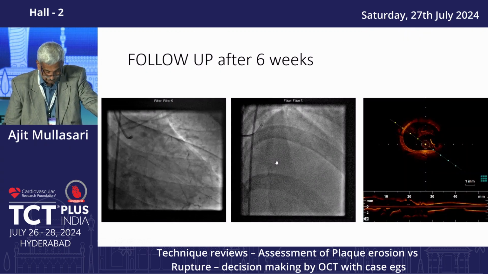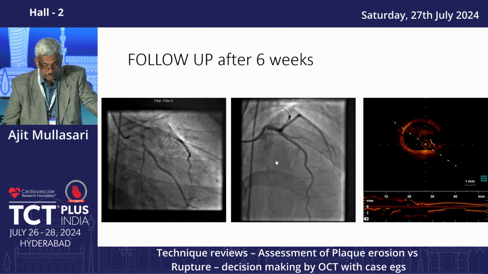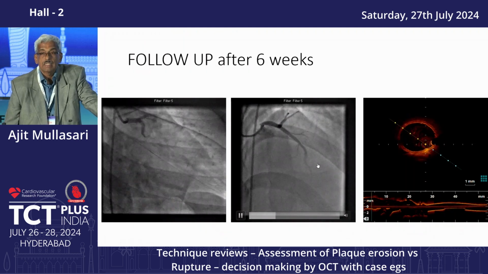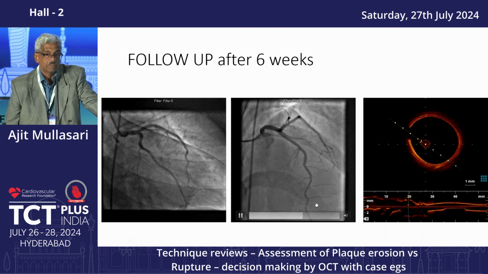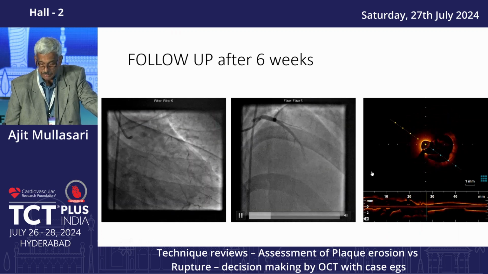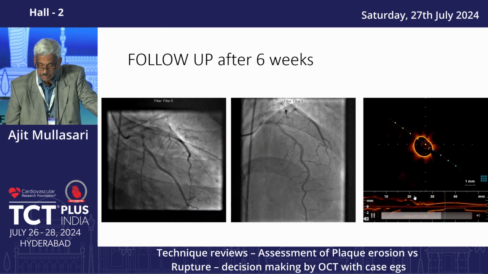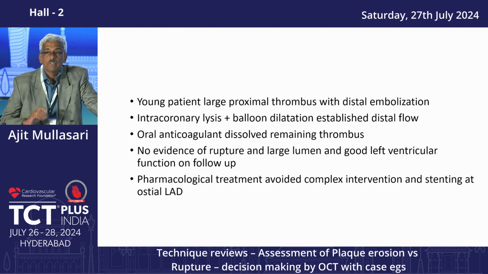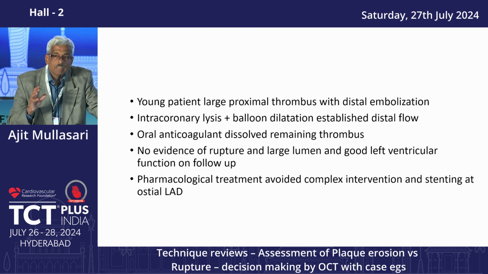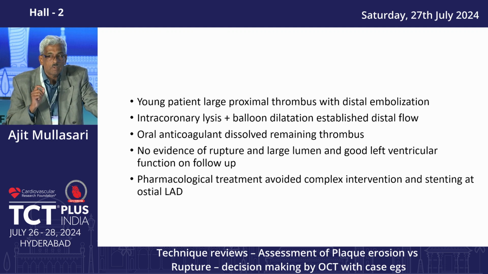Again, you can see after 6 weeks of just a single antiplatelet and anticoagulant, the whole thing has cleared out, the distal part. So this was just thrombus which was blocking. And now you look at the proximal vessel, and you can see clearly that there is a ruptured plaque, but no flow-limiting lesion, again with good lumen, so we decided to treat medically. So even with small ruptures, you do not need to stent the vessel if your lumens are big.